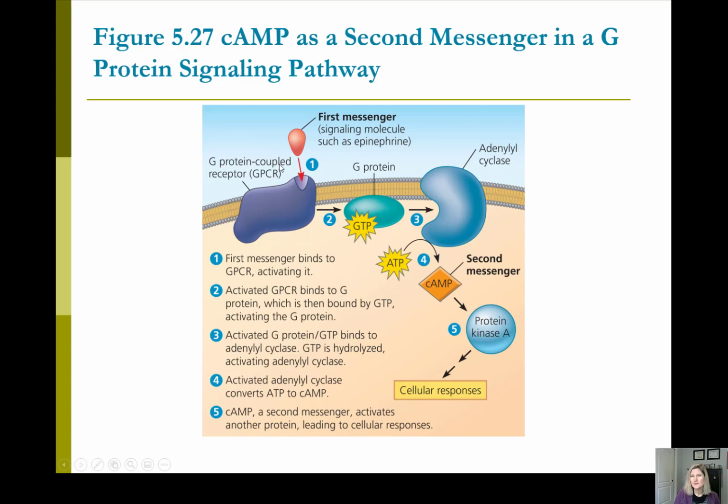So we're still seeing the same pathway where we start with a reception, okay, with the G protein coupled receptor, and then we have a transduction. So that's going to cause the G protein to activate the enzyme. That's going to cause this reaction to take place to activate a protein. And then finally we get the response, the cellular response. Right?